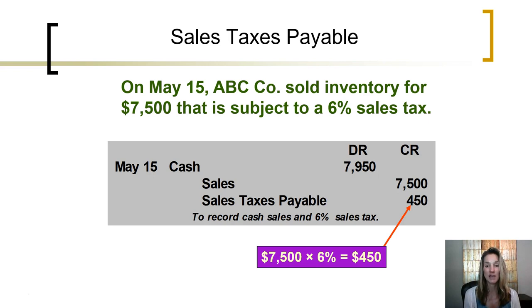So the debit to cash will be $7,950. The $450 that ABC collects is a liability. They have to pay that $450 to the local tax authorities.